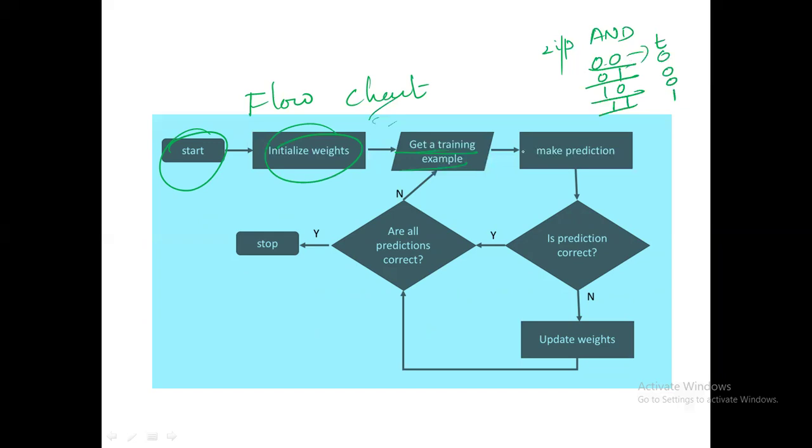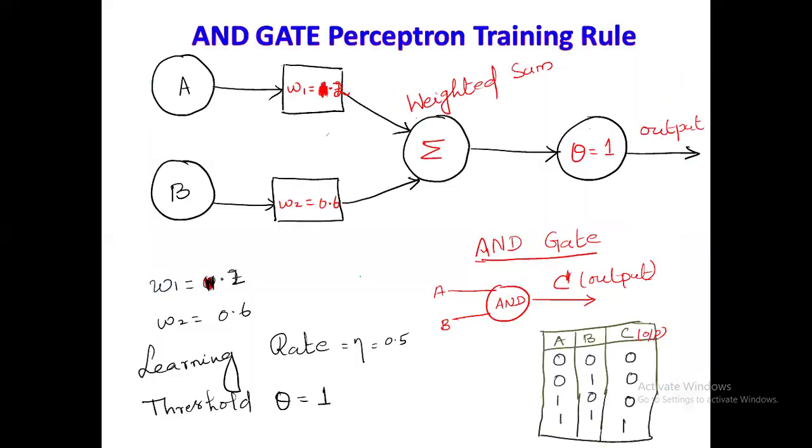We have to find the predictions by applying the weighted sum and comparing with the threshold value. If the prediction is correct, that is, the output I am finding is equivalent to the targeted output, yes, then we stop the process. If it is no, we update the weights and go again, and repeat the process until the predicted output equals the targeted output.